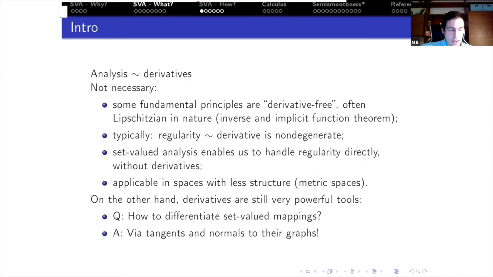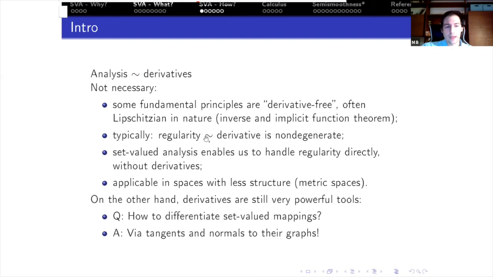Now the question is how do we study these properties? The first idea is that analysis is, maybe not inherently, but strongly connected to derivatives. But some remarks on why it's not necessarily this way. Why can we analyze set-valued mappings also without derivatives? As we saw, some very important and fundamental principles are derivative free, of Lipschitzian nature. And we saw this with the implicit or inverse function theorem, or it was a suggestion that this might be true.